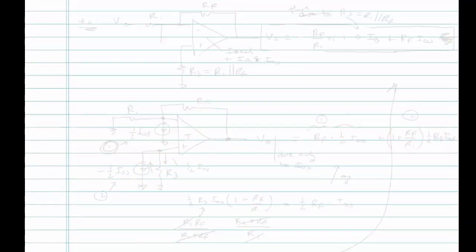Let's work an example again, and we'll end with this. So if we take again the inverting amplifier with RF and R1, and let's say that we actually have already added in our R3, which is equal to R1 in parallel with RF.